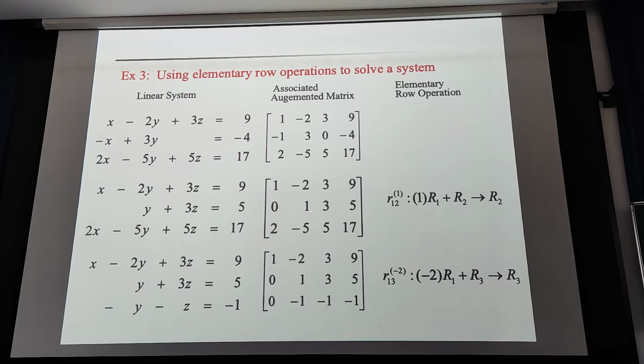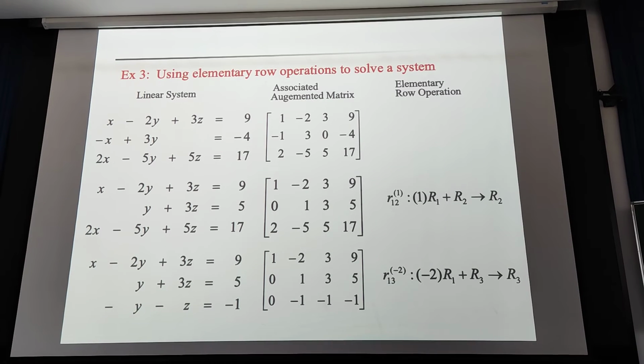And the reason is here. At the same time, if we add two sides of the first equation to the second equation, you get that one. That operation applied to the system gives you that one, or if you apply it to the matrix, you get that one.